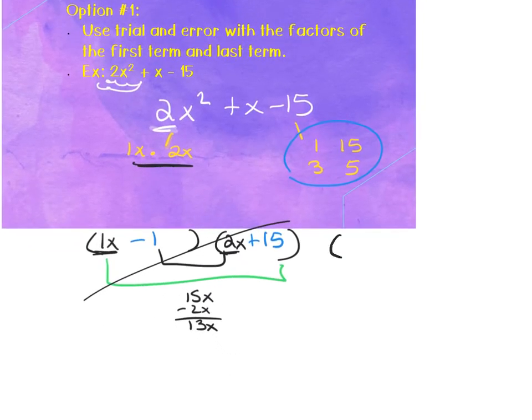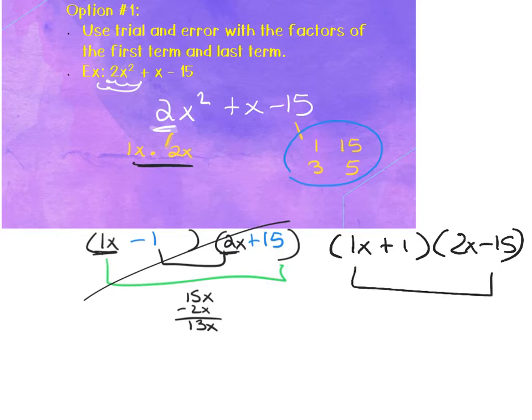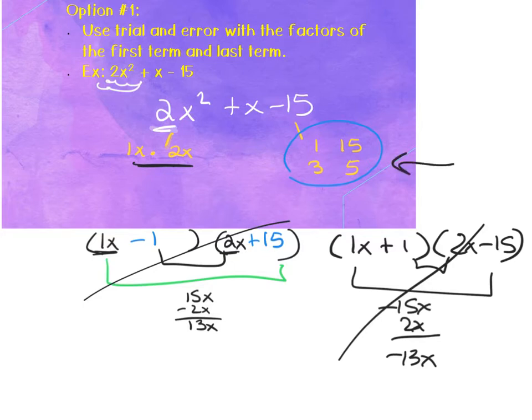So let's say I put still the 1x here, and let's say now I change the sign on the 1 and make the 15 negative. And now I try it this way. I get negative 15, positive 2, and now it's a negative 13. That one failed. Now I'm going to try the 3 and the 5, because obviously it's not 1 and 15.